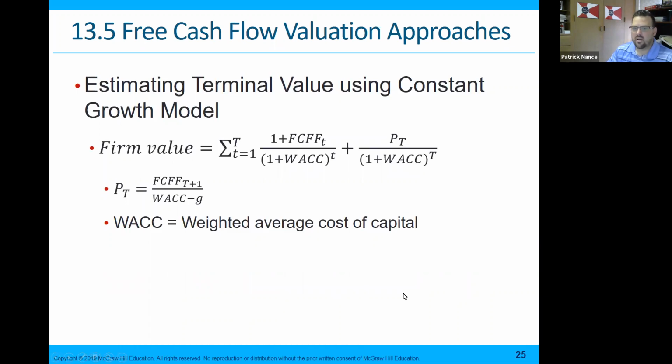Estimating terminal value using the constant growth model. The firm value here is the sum of the free cash flows, each divided by 1 plus the weighted average cost of capital raised to the period, plus the terminal value P_T, where P_T is the free cash flow for time T plus 1, next year, over the weighted average cost of capital minus g. So this gives me my firm value and estimates my terminal value using a constant growth model.